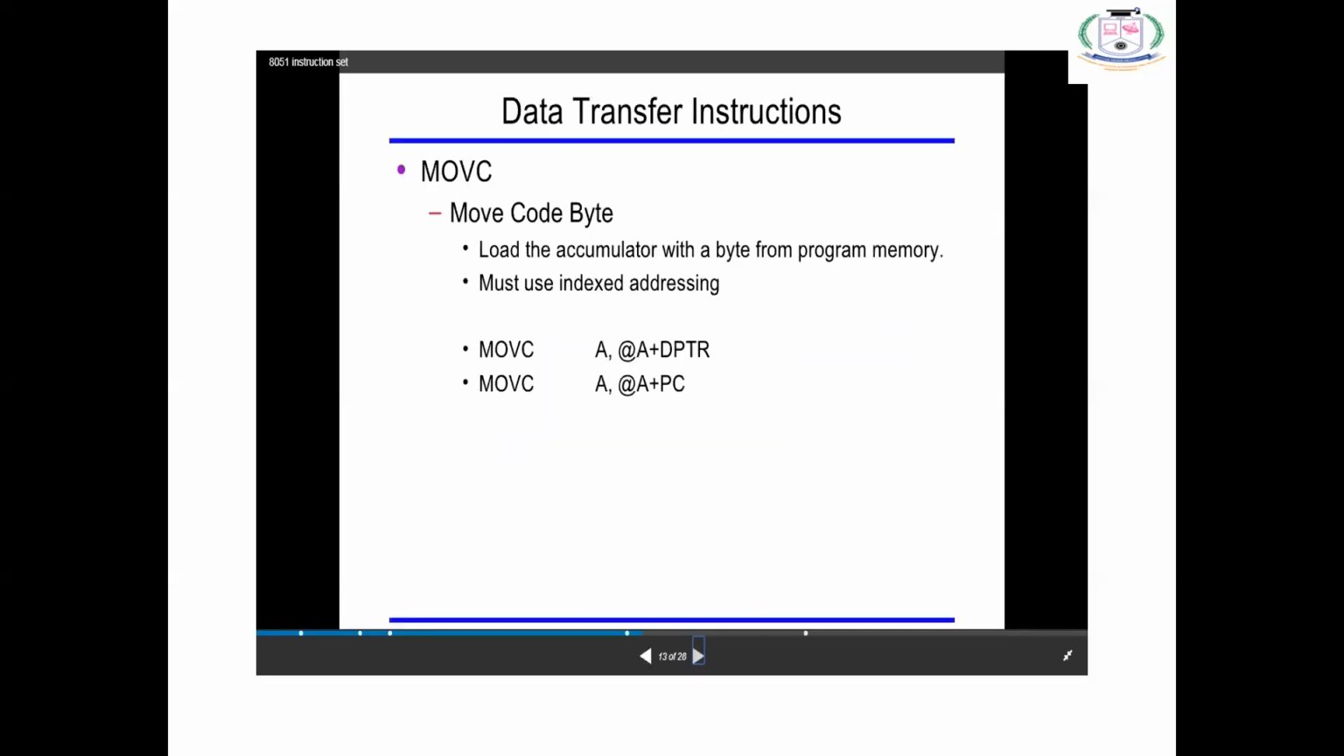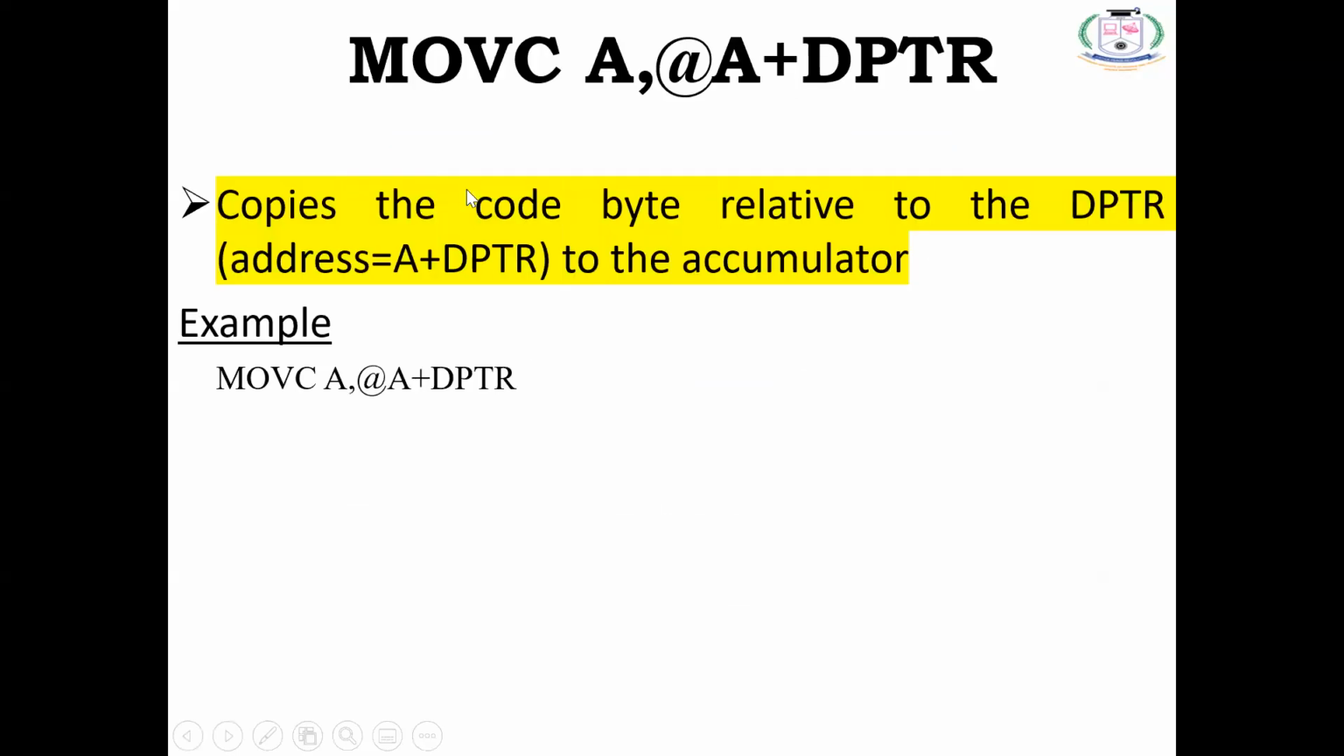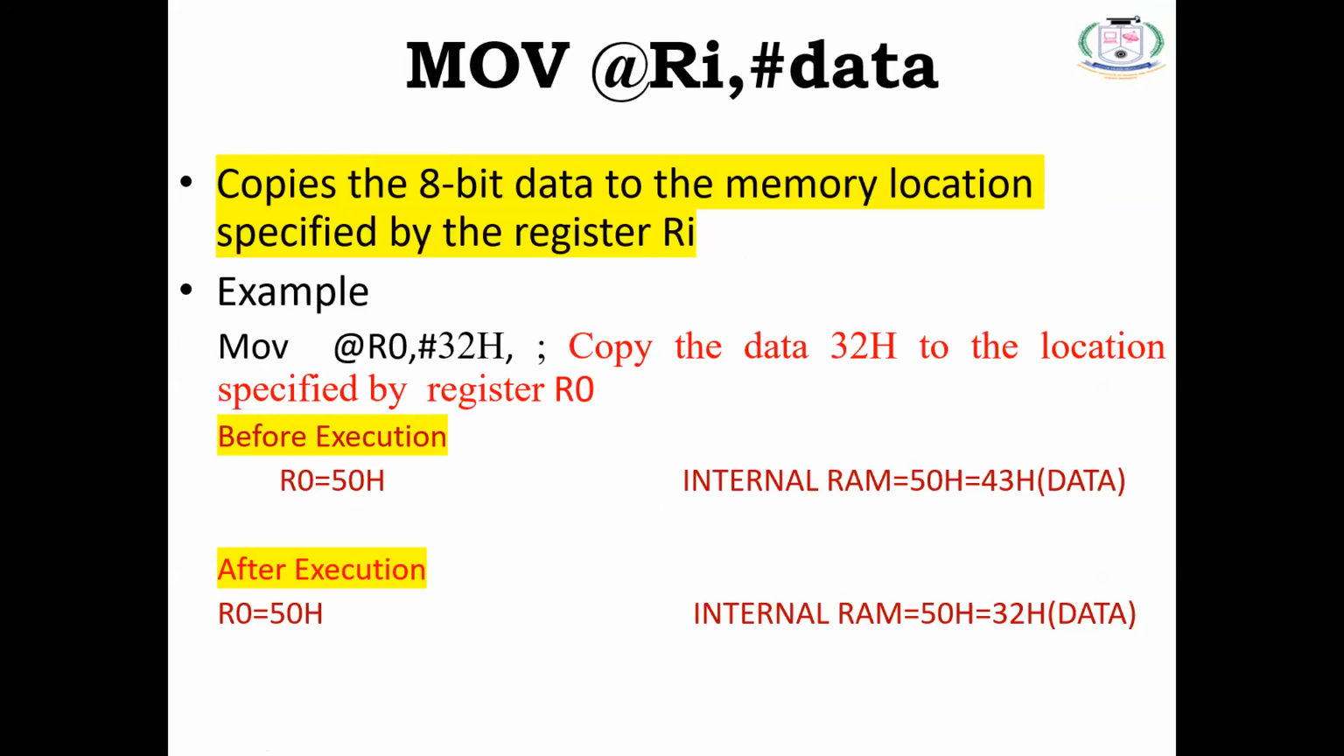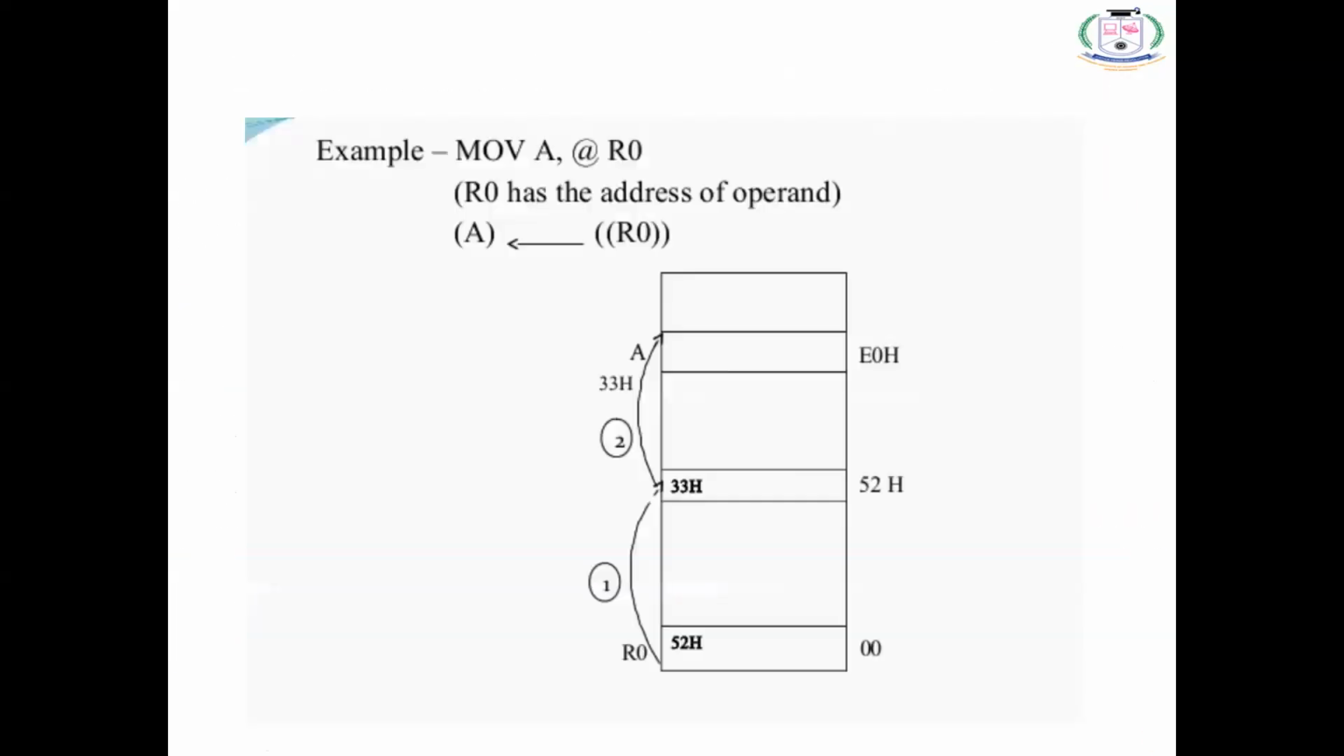Next we will see one important instruction, MOVC, move code byte. C stands for code. Code means program memory. Are you clear? Yesterday we saw the same instruction with one addressing mode. What type of addressing mode? Yesterday we have seen the same instruction.